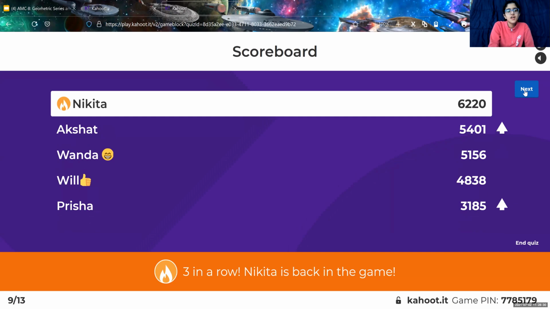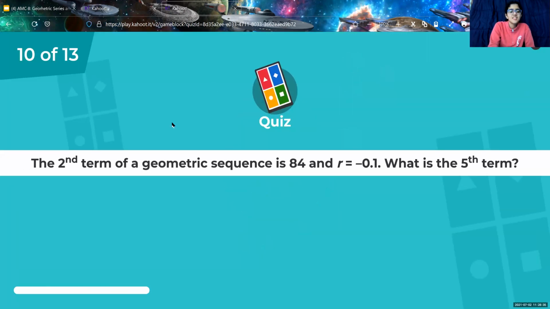Okay, Akshat has moved up. And Nikita is still in first.